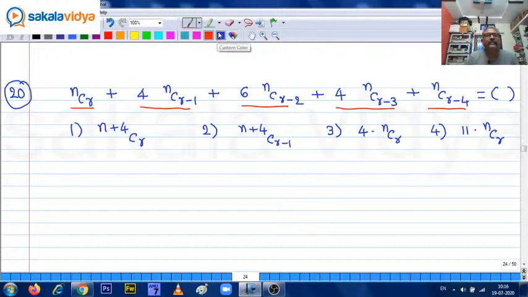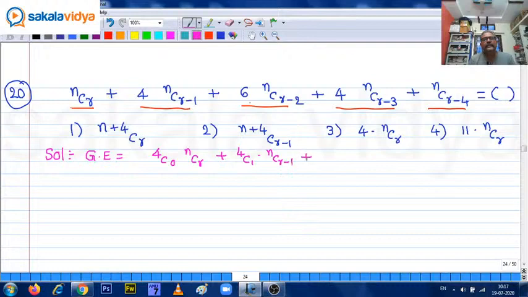Okay, so now the solution. This given expression I will write like this: 4C0·nCr plus, this 4 I will write as 4C1·nC(r-1). 6 I will write as 4C2·nC(r-2). 4 can be written as 4C3, which means 4C1, times nC(r-3). This we can write as 4C4, and 4C4 is 1, times nC(r-4).